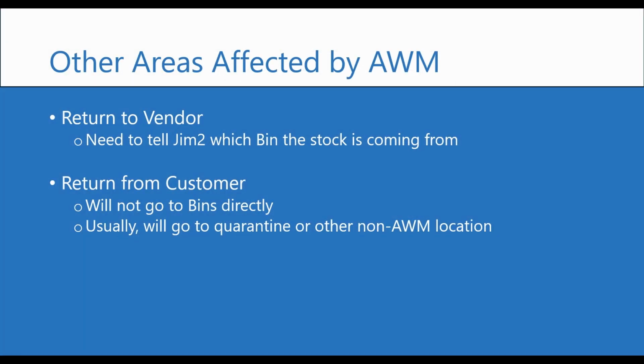Something to keep in mind is that there are other areas of Jim2 that Advanced Warehouse Management will affect. They are Return to Vendor, as you must tell Jim2 which stock and therefore which bin will be depleted in this process, and Return from Customer. Although you cannot use pack into bin in this process, it will put the stock on the floor or to a non-AWM enabled location. This is to avoid faulty stock from being placed directly into saleable locations.